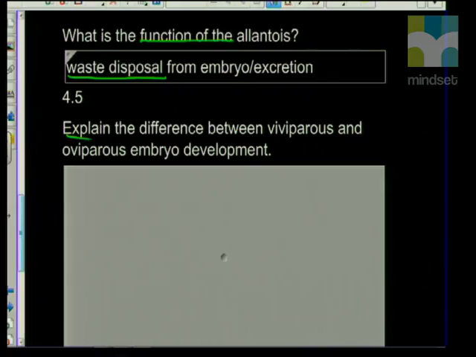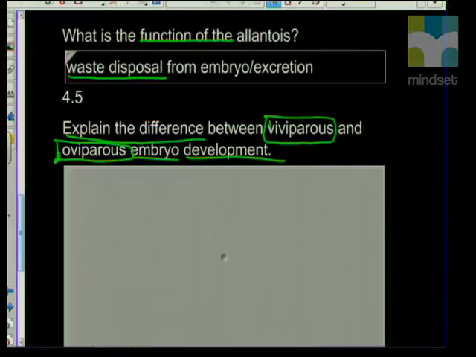Now, explain the difference. Here's a nice one. Explain the difference between viviparous and oviparous embryo development. Ooh, this is a big one. That's not the only ones you get. You've also got this funny big one. So you get your viviparous, you get your oviparous, and then you get a combination of both, ovoviviparous. Ooh, that's a big one. Let's have a look at it.